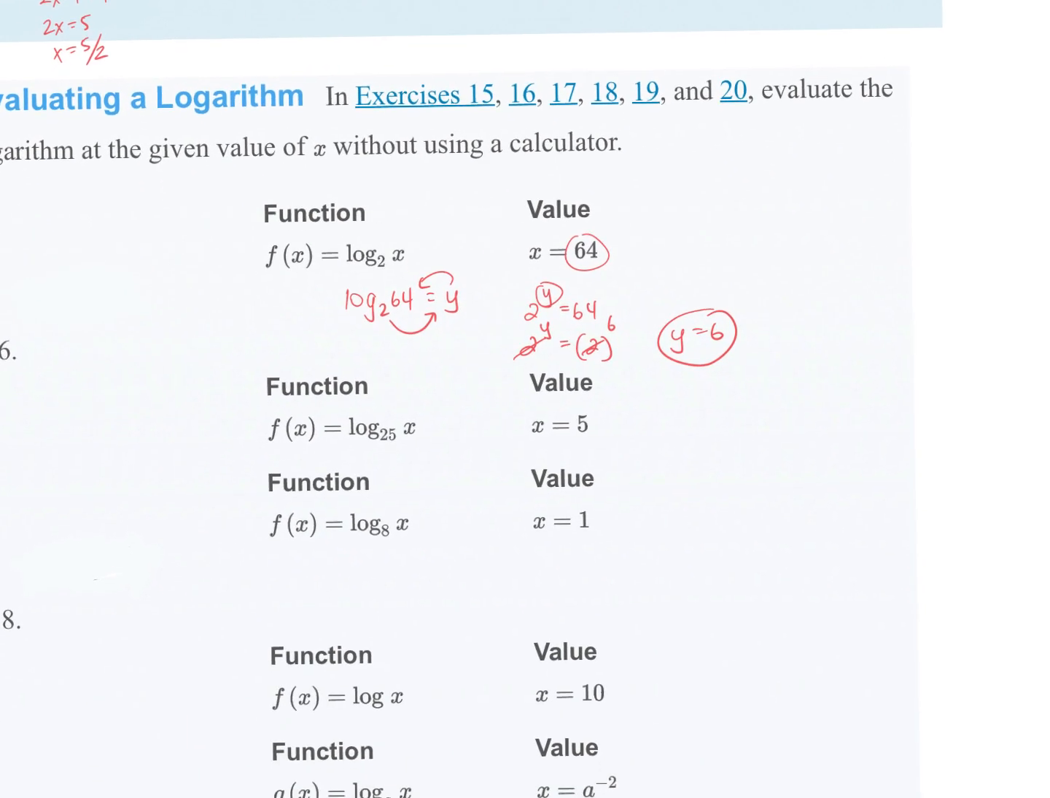Or I can just say, 2 to what power is 64, and I know that it's 6, okay? When I come over to the next one, again, this is going to be log base 25 of 5 equals y. So I'm going to write that as 25 to the y power equals 5, and I know that y is 1/2. Because I know that 1/2 is the square root of 25.